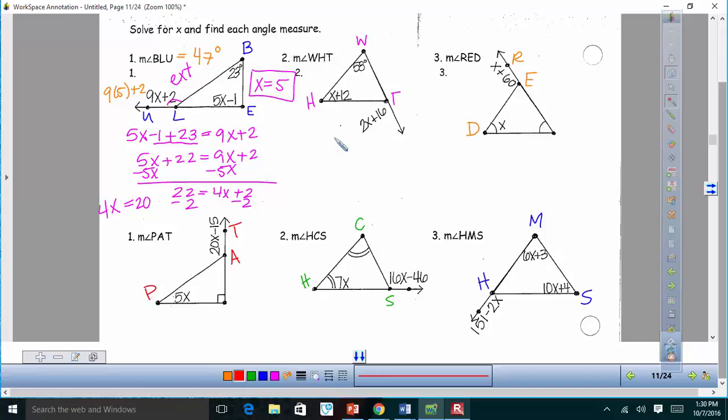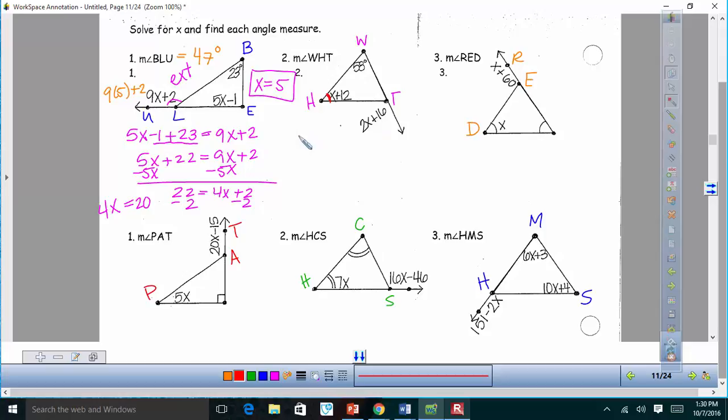Okay, let's look at number 2. They ask us to find WHT. So which angle is WHT? One of the remote, right? So this is the one we're trying to find. We're still going to set it up exactly the same: remote angle plus remote angle equals exterior angle.